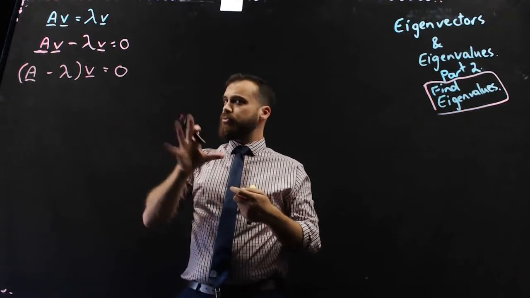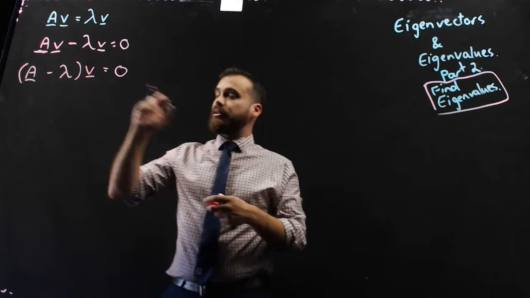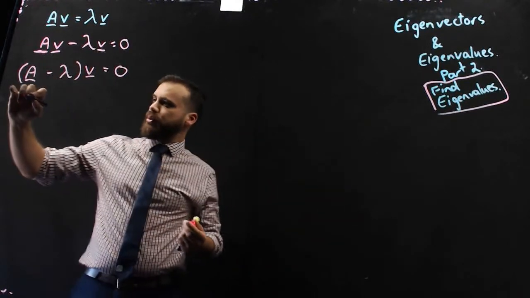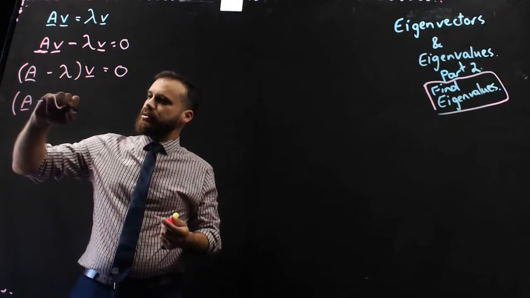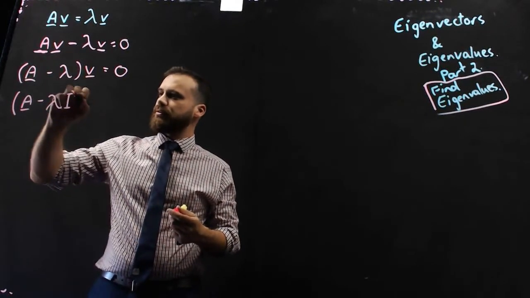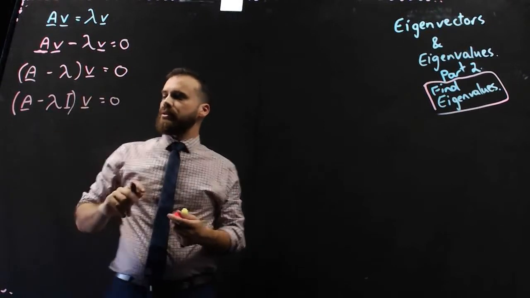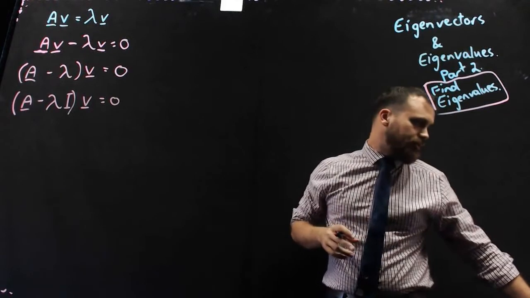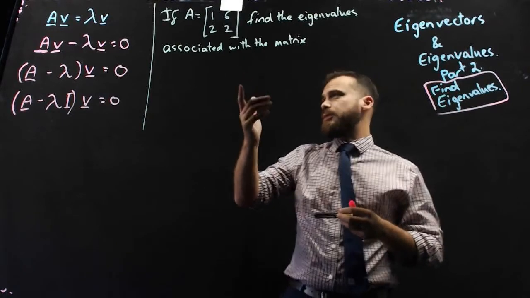That's getting better, but you've got a matrix subtract a scalar, and we don't really deal that way. You can't do a matrix minus a scalar unless you had an identity matrix to go with the scalar. So we can set that up: (A minus lambda times the identity matrix) v. Alright, that's going to be really, really useful for us to find our eigenvalues. Now that we know all of that stuff, we can jump into an example.